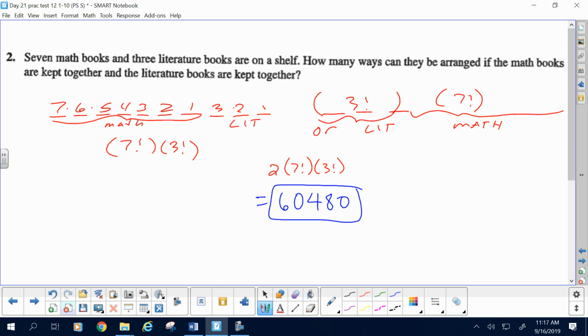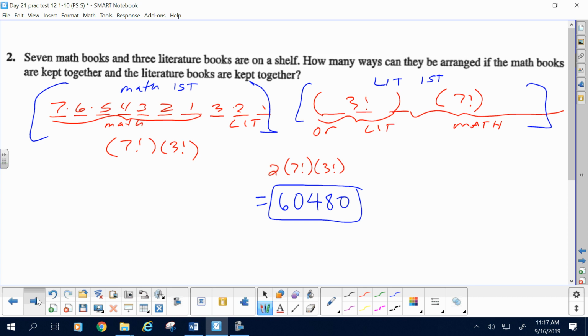So, if I did the math books first, then the lit books, that would be one arrangement. But they never said it had to be math books first. So all of these possibilities could be switched with putting the lit books first. And so really it's just 2 cases. One with math first, and that would be a huge number of arrangements, and then with lit first. And that's another huge arrangement. So thank you for asking. Does that make sense? Okay, cool.